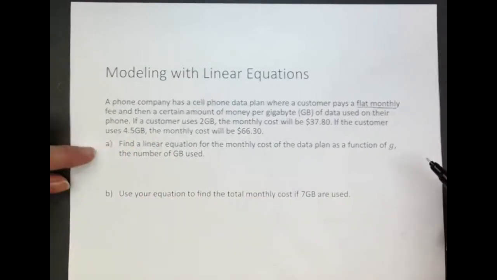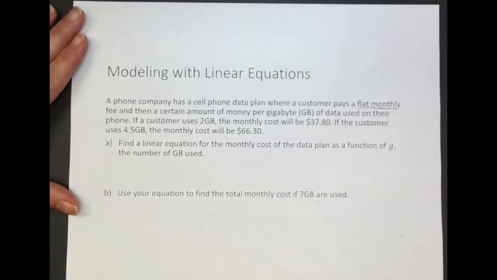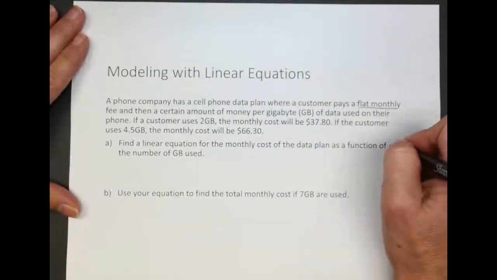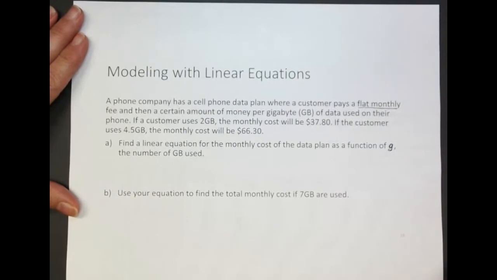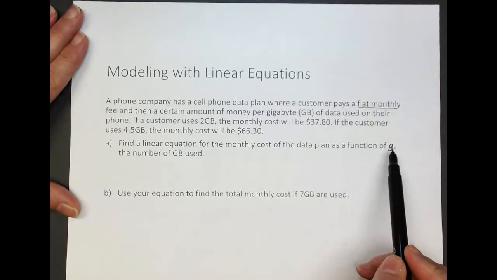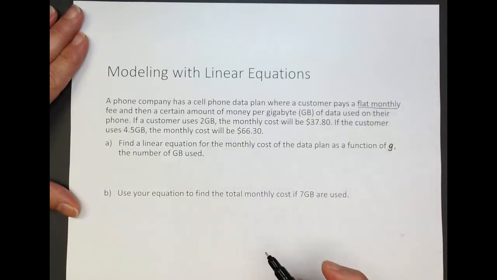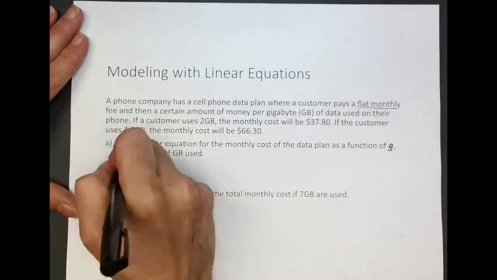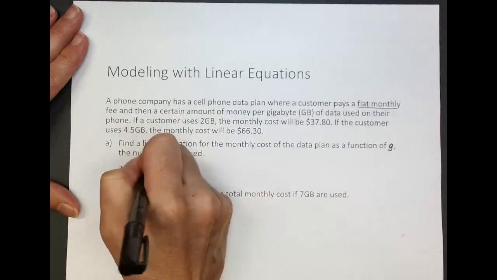$66.30. All right, so part A says find the linear equation for this monthly cost of the data plan as a function of G, the number of gigabytes used. So we're looking for a function here that we can use to determine monthly cost. This function is going to be of G, the number of gigabytes used. That's going to be the input to the function. So our function will look something like this. Call it C for cost. We'll call it C of G.